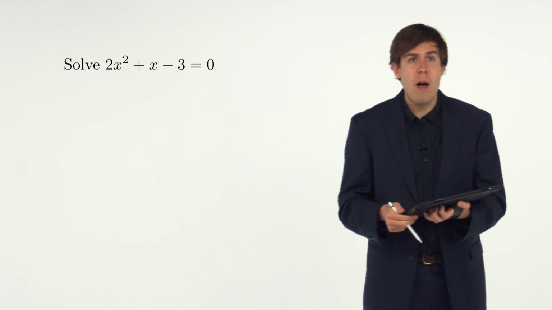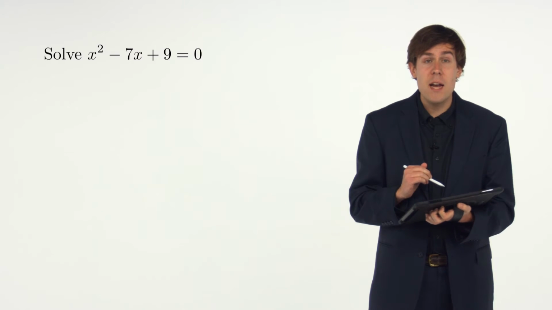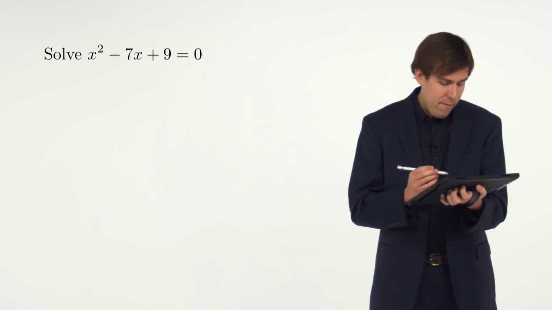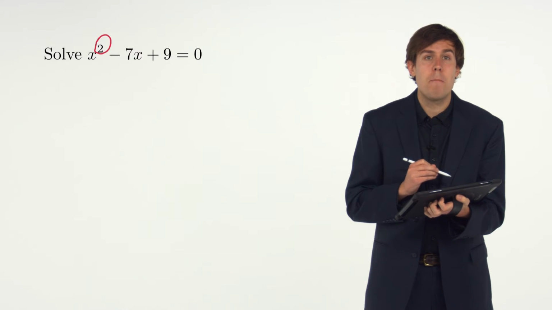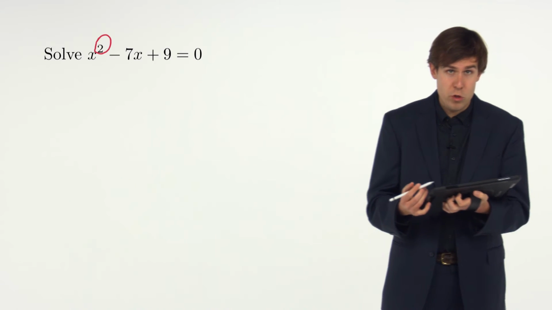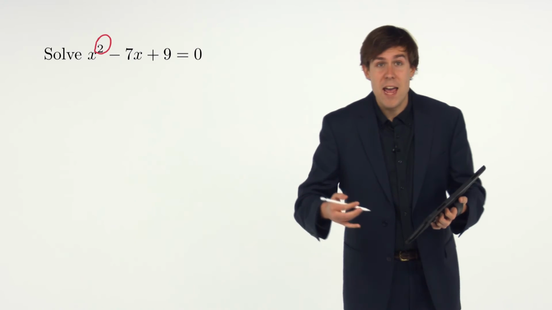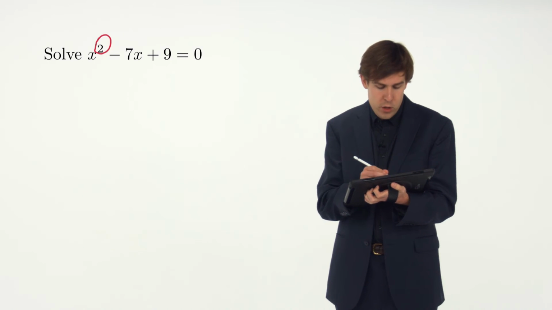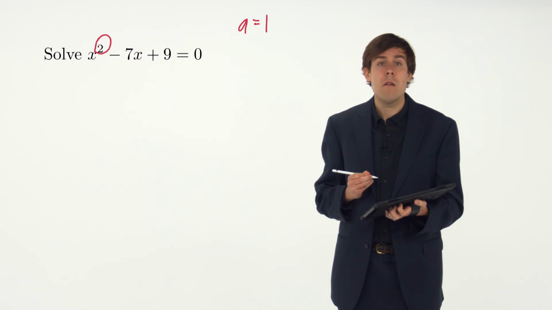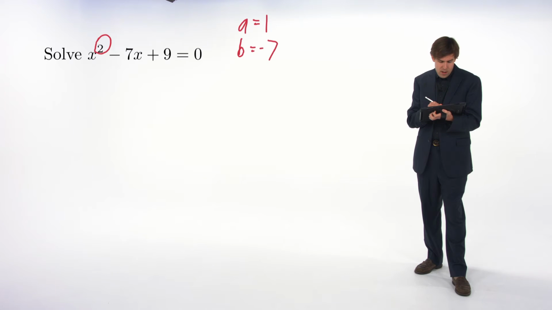So here's a very typical problem. It's x squared minus 7x plus 9 equal to 0. So this is second order, or quadratic, because I have an x squared term here. To solve this, something we can do is use the quadratic formula. In this case, it might be helpful to write down what a, b, and c are. So remember, a is the coefficient on the x squared term, so a is equal to 1. b is the coefficient on the x term, so minus 7. And c is the constant, so 9.